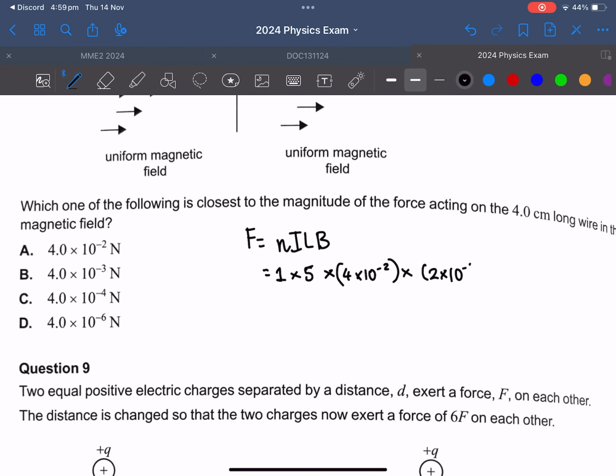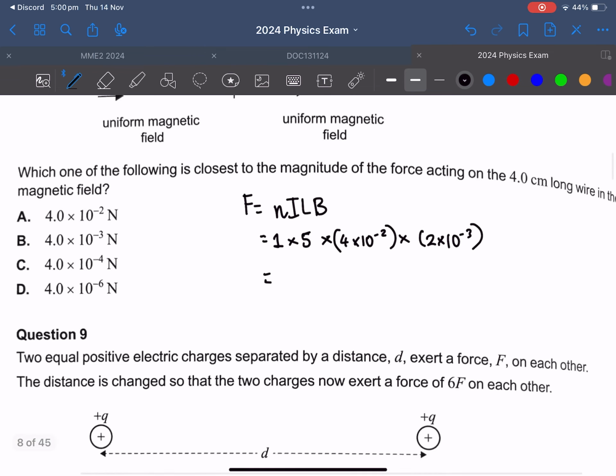Okay, let's plug that in the calculator. So 5 times 4 times 10 to the power of minus 2, not 3, times 2 times 10 to the minus 3. Okay, scientific mode. There we go. So I get an answer of 4 times 10 to the power of minus 4 newtons. So option C. Okay.